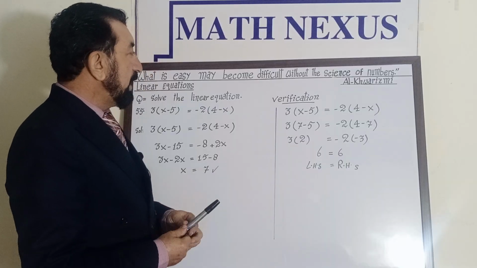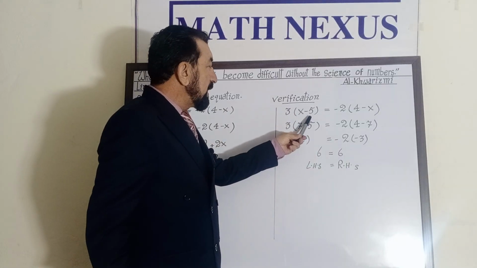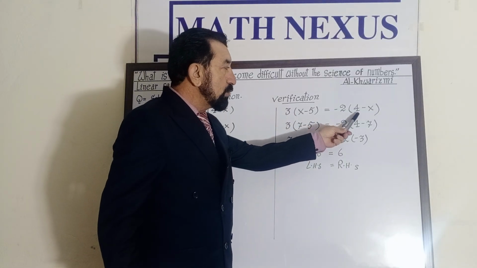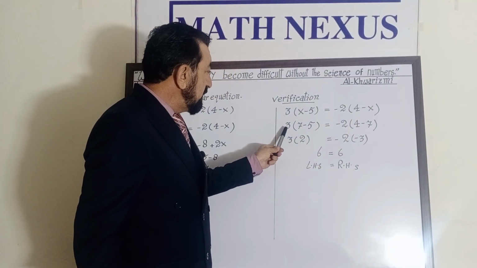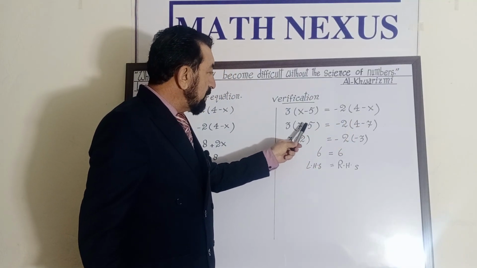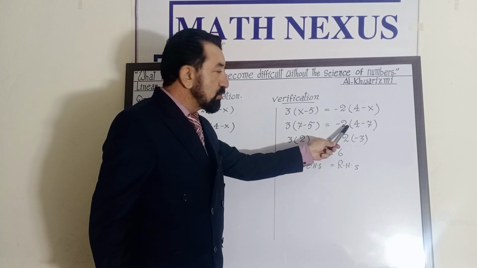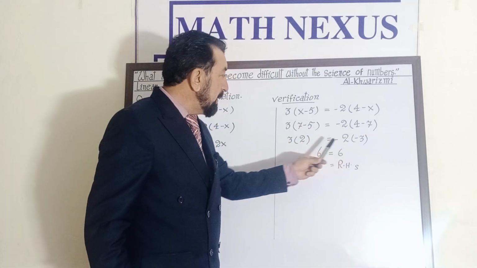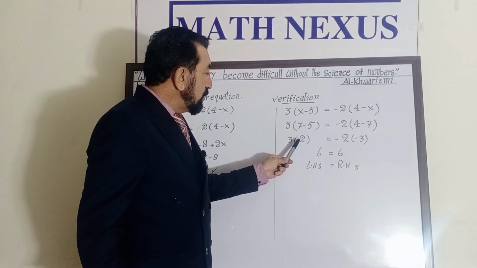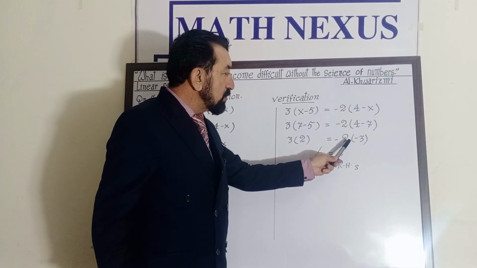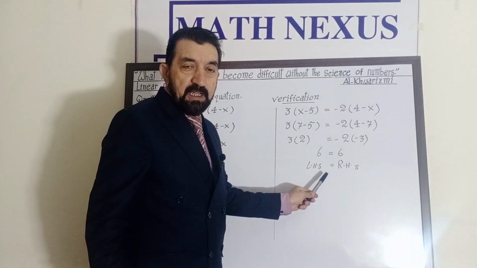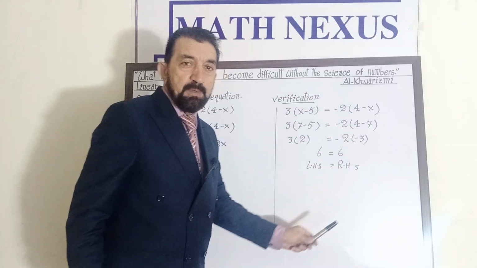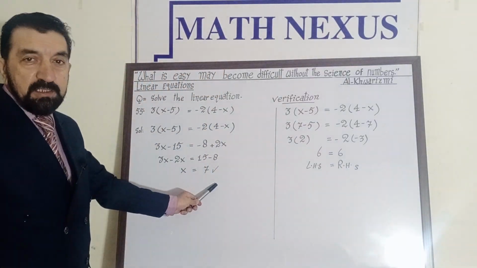Now to verify, 3 into x minus 5 equal to minus 2 into 4 minus x, putting the value of x in this linear equation. 3 into 7 minus 5 equal to minus 2 into 4 minus 7. This is equal to 3 into 2. This is equal to minus 2 into minus 3. 6 equal to 6. Left hand side equal to right hand side. It means that the answer of the question is correct.